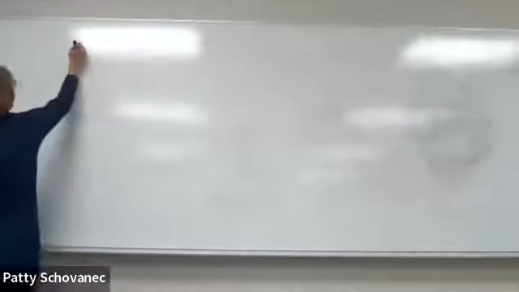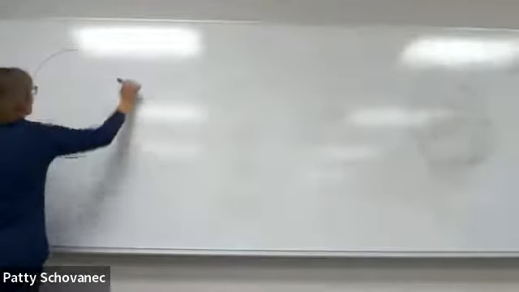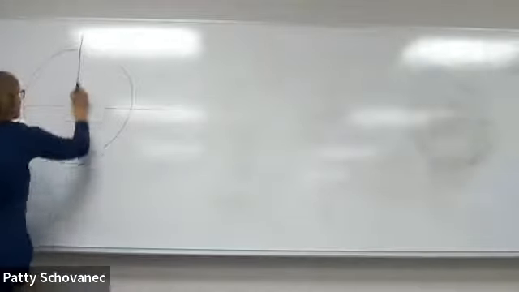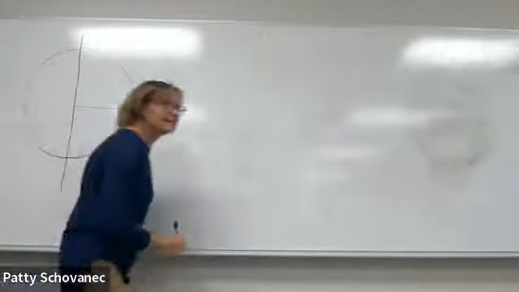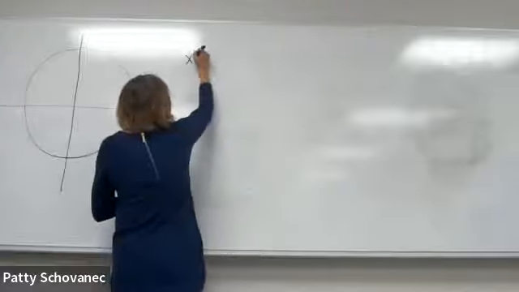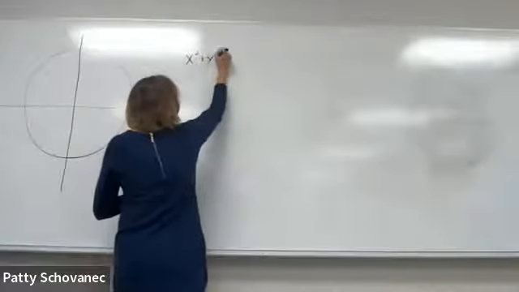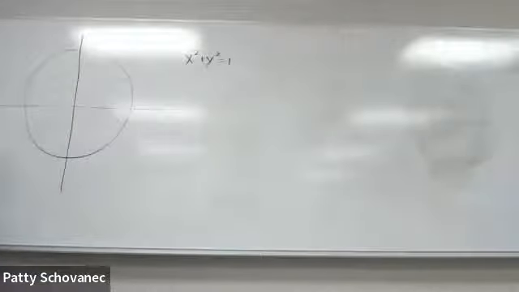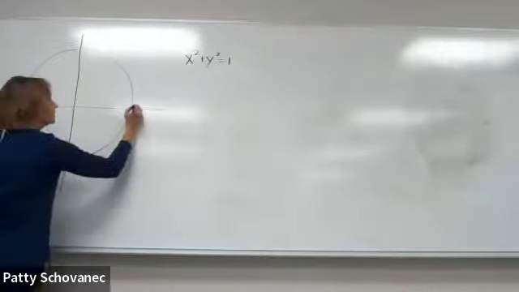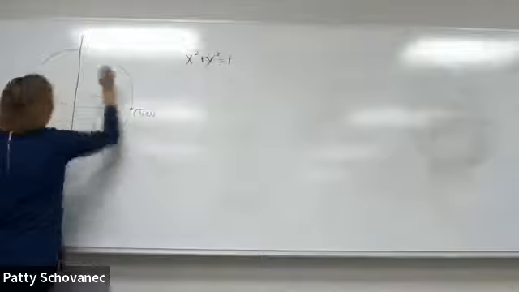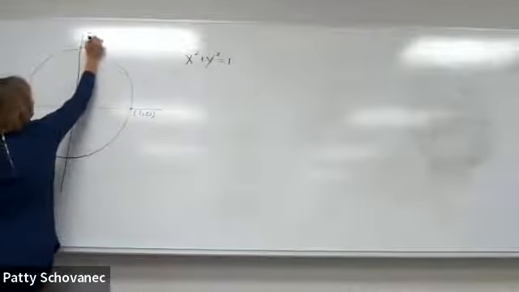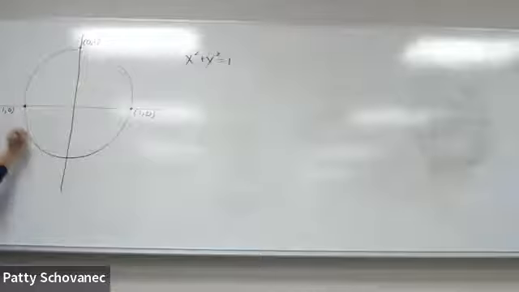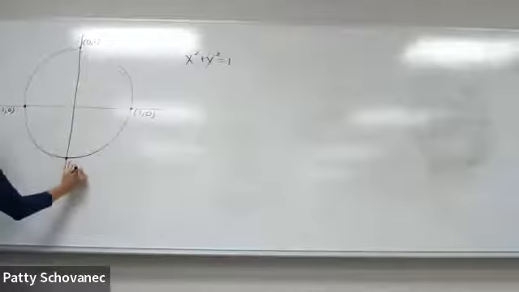So, what we're talking about, since it is the unit circle, it has as its equation x squared plus y squared is equal to 1. And it intercepts the axes here at (1, 0), here at (0, 1), here at (-1, 0), and down here at (0, -1).